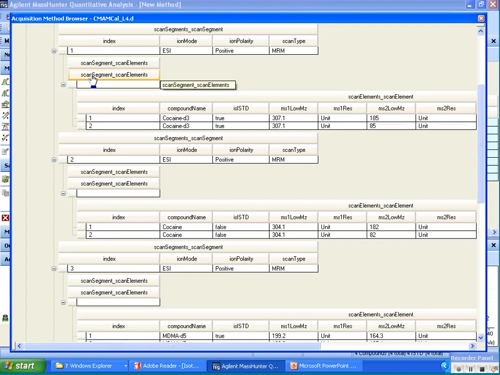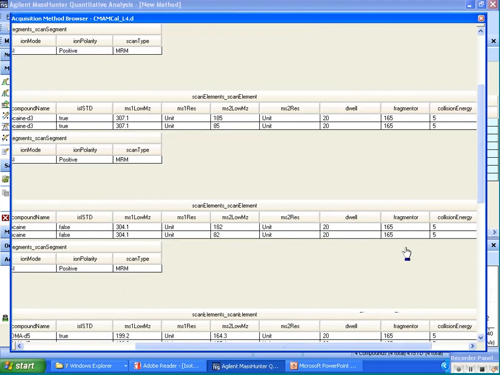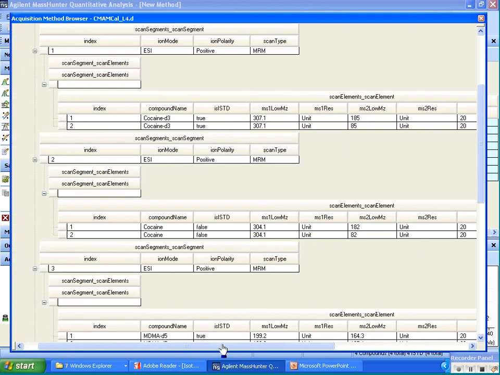because the organization of the MRM acquisition method is by scan segment, and here I've got the compound cocaine, and I've got unit resolution, I've got the transition there. And if I go over here, I can actually see the dwell time and the fragmenter and collision energy that were used for that particular compound. So, you can use this as a quick reference once you see the organization, the hierarchy of the acquisition method.